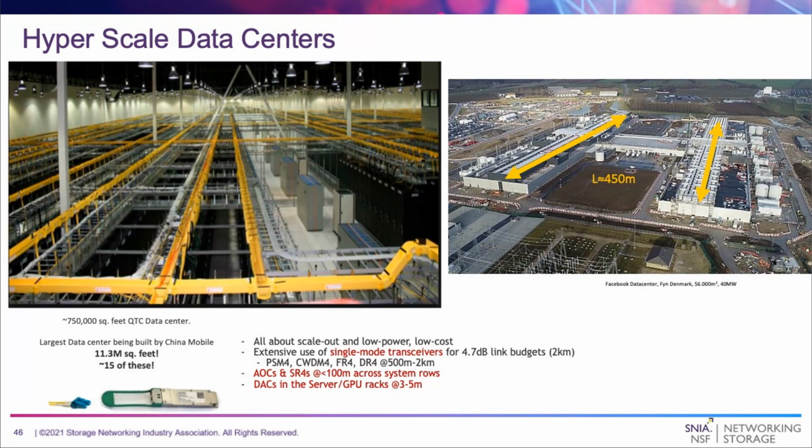And then here's a hyperscale data center. The picture on the left is in one direction. It actually is the same if I flip it in the other direction, but you can't even see the end of the building. It's enormous. And the biggest data center being built is 11.3 million square feet, which is 15 of these things. And you can see the one on the right, that's a Facebook data center, and they stretch these things out quite a wide way. So you have a lot of single mode optics involved in here.